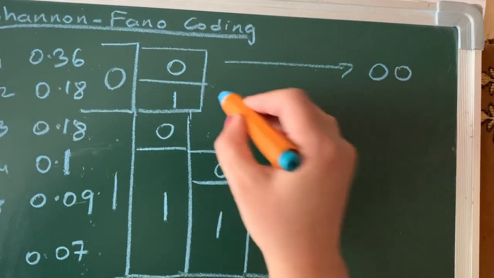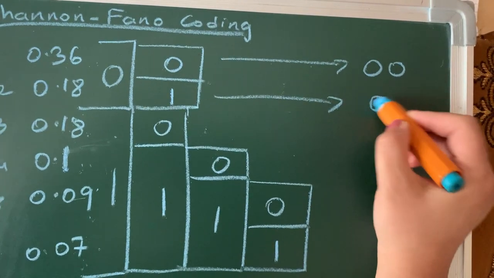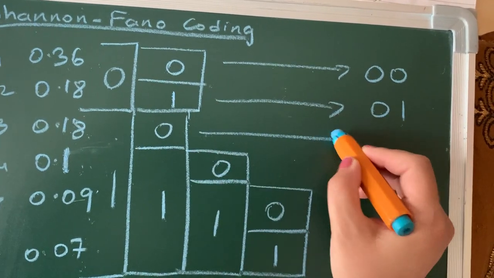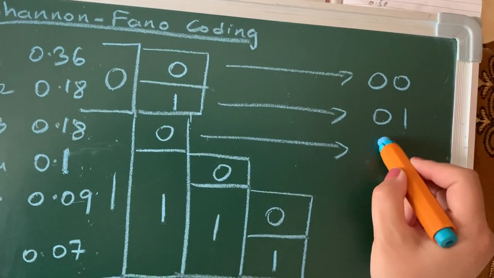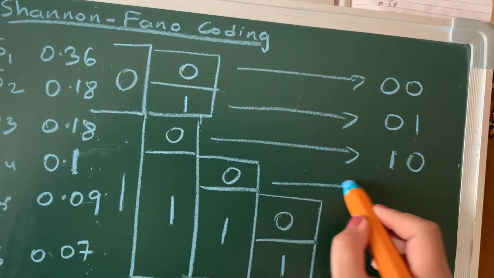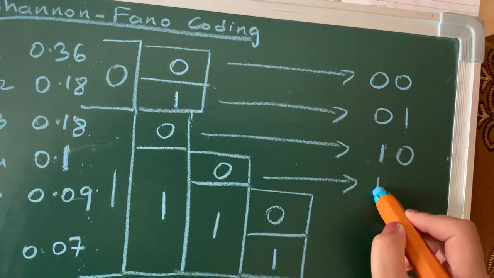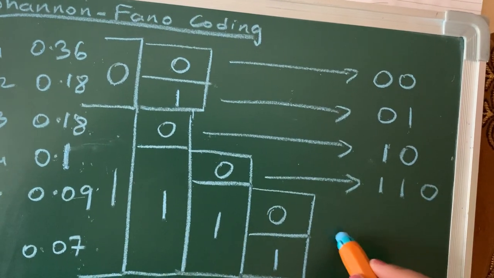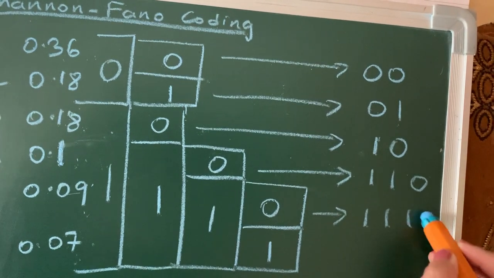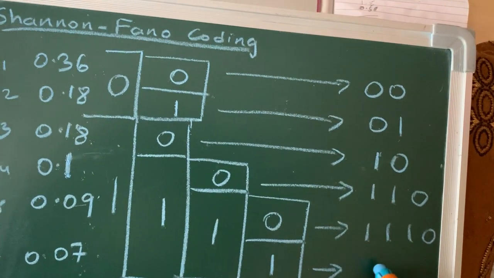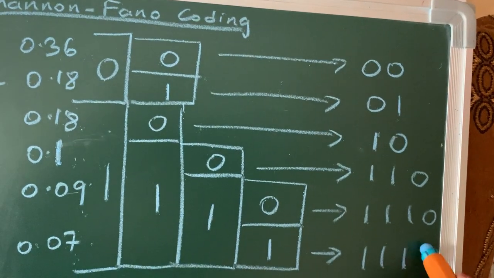This is 0 0, this is 0 1, this is 1 0, this is 1 1 0, then this is 1 1 1 0, and this is 1 1 1 1.